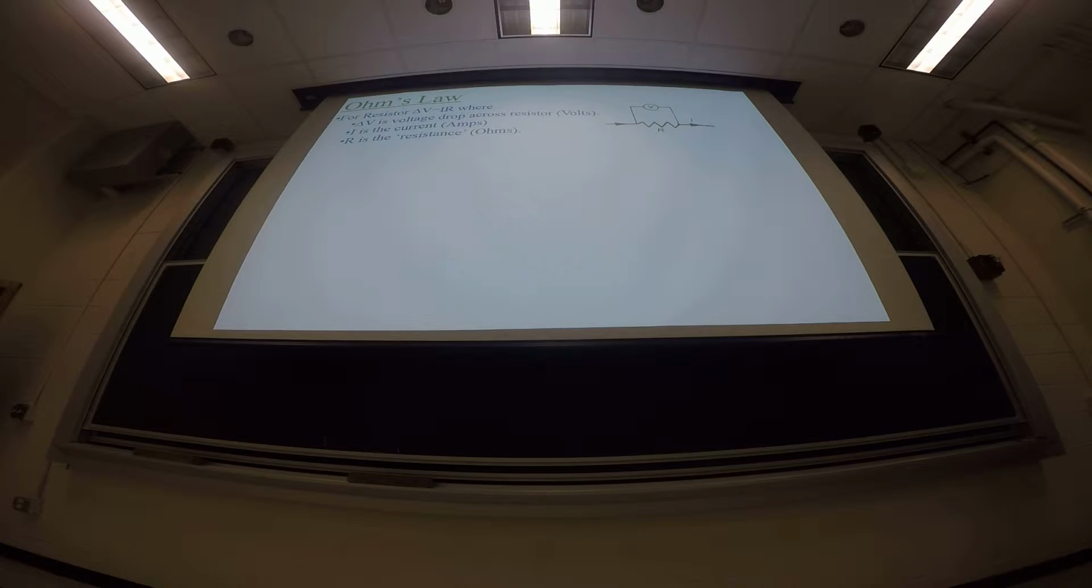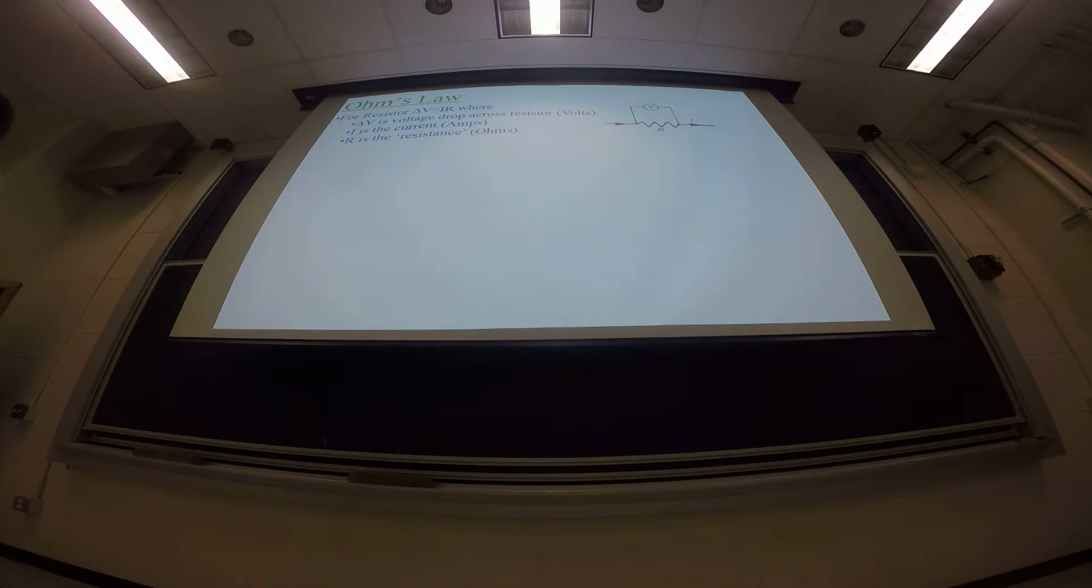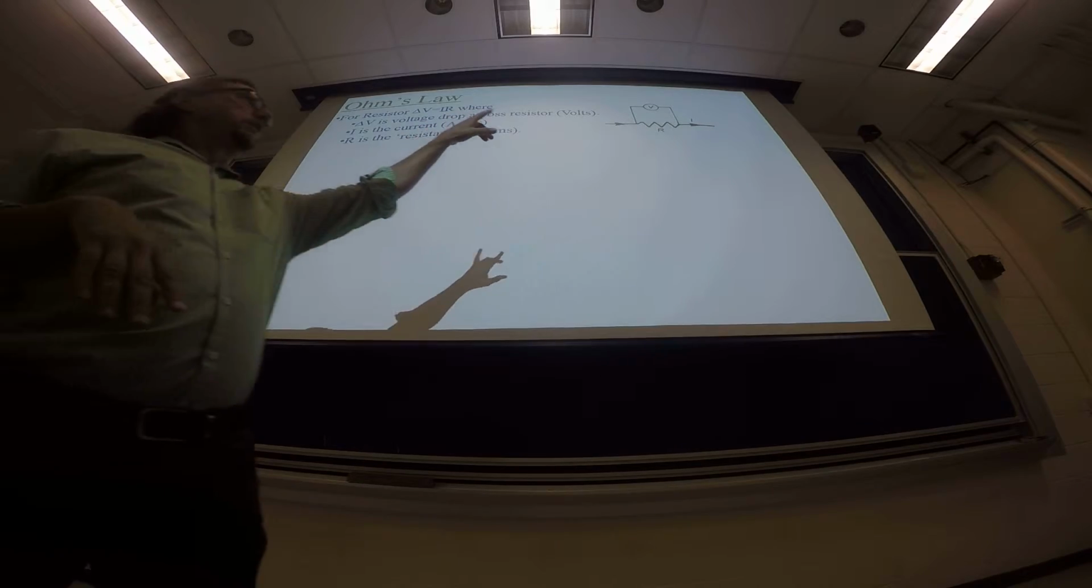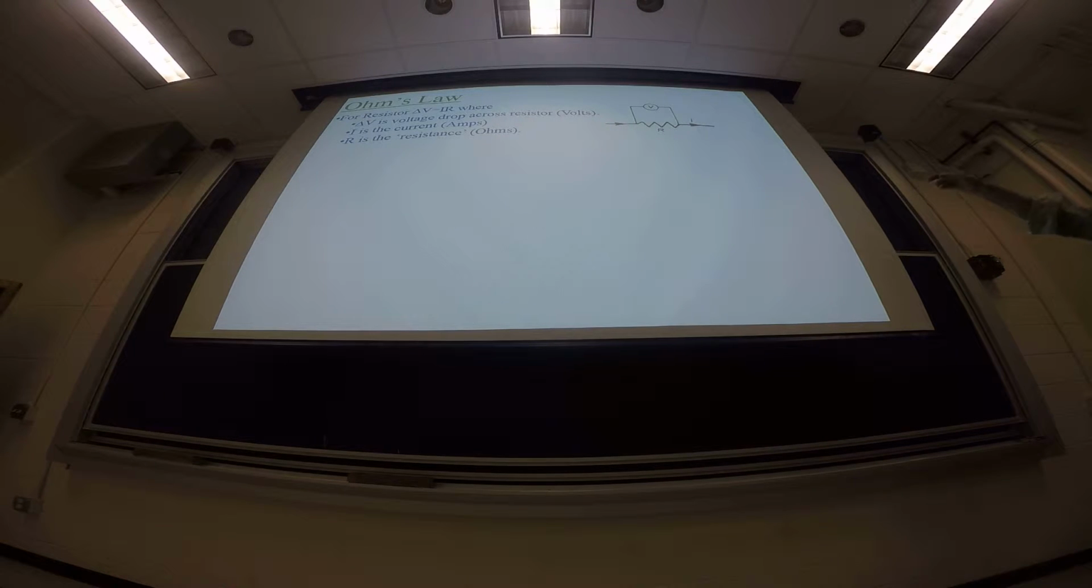So let's start at that place and talk about Ohm's law. When we did these experiments in our physics class, if you remember, what Ohm's law relates is the voltage that you apply across a resistor of known resistance to the current. So you inject a current into this resistor.